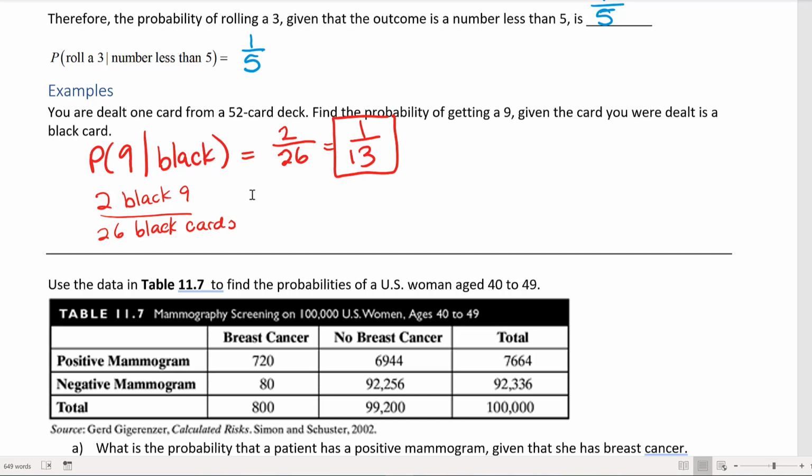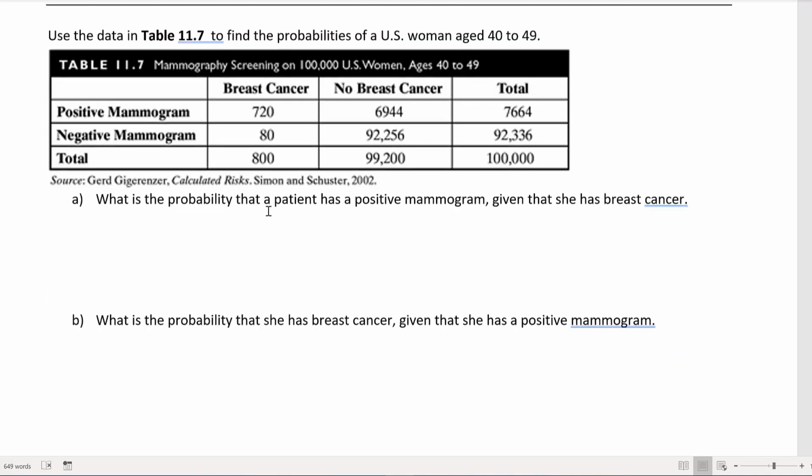All right, let's use a problem with data. In this particular table, we have the probabilities for a woman in the United States, aged 40 to 49, who had a mammogram. The mammogram tells you if you have breast cancer or not, but unfortunately there are lots of false positives and false negatives. Just because you have a positive mammogram doesn't necessarily mean you have cancer. You might not have breast cancer and it's a false positive. There is also a possibility that you have a negative mammogram but you actually do have cancer, and that's called a false negative. That's what this table is describing.